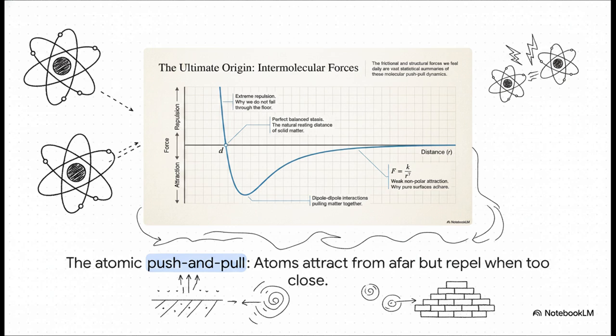But if you try to push them too close together, that curve shoots way up. That's a powerful, violent repulsion. That's why you don't fall through the floor. This dance of attraction and repulsion is the true origin of friction, of solidity, of pretty much everything we touch.